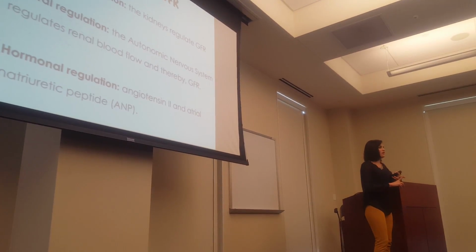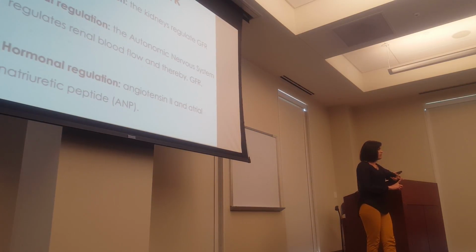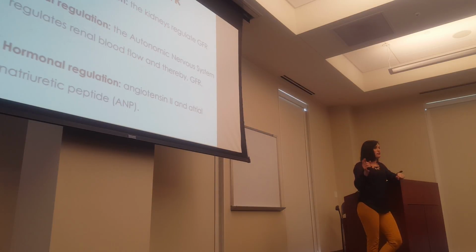But myogenic is one way, and then another way the kidneys regulate themselves is through something called tubuloglomerular feedback, which will take us back to our juxtaglomerular apparatus and the macula densa. All right, then you also have neural regulation, largely by the sympathetic nervous system, which innervates both the afferent and the efferent arterioles and can result in vasoconstriction. And then you have hormonal regulation by angiotensin II and atrial natriuretic peptide. Okay?